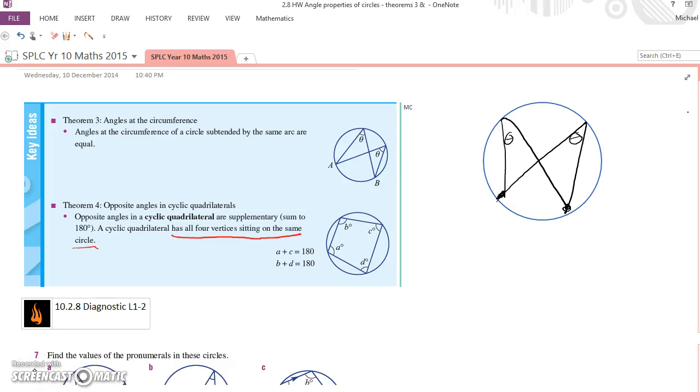Alright, our next video, 10.2.8, our final two circle angle theorems. The first one, Theorem 3, angles at the circumference. Angles subtended by the same arc or chord.